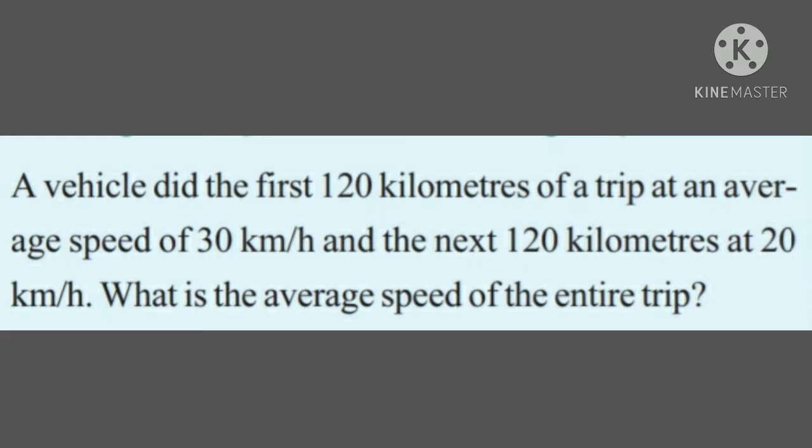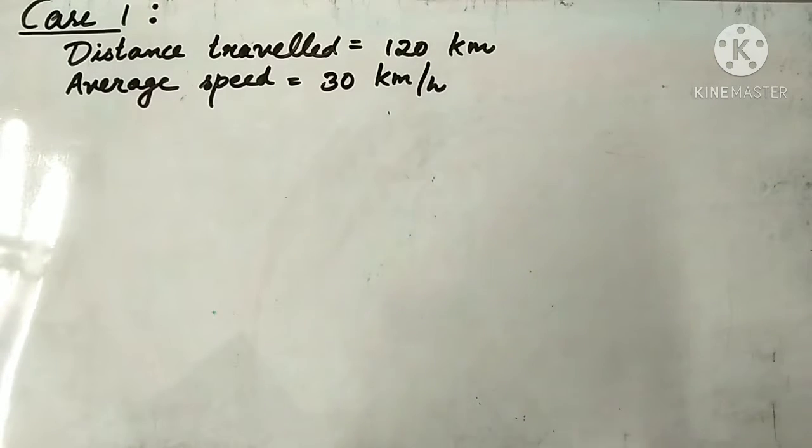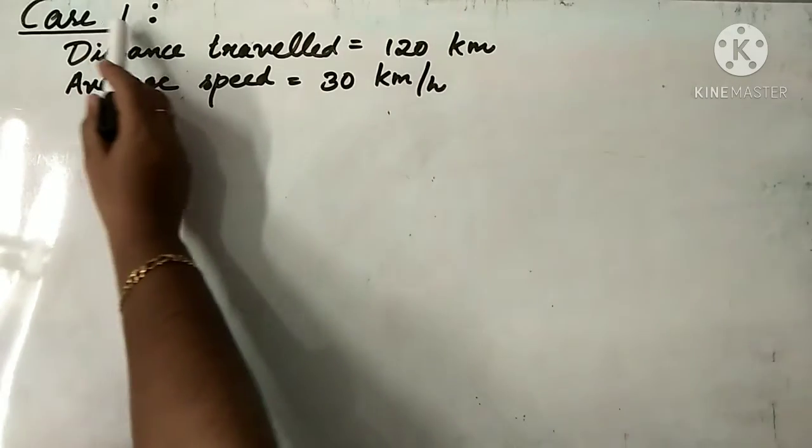Question: a vehicle did the first 120 kilometers of a trip at an average speed of 30 km per hour and the next 120 kilometers at 20 km per hour. What is the average speed of the entire trip? According to the question, there are two cases. A vehicle did the first 120 km of a trip at an average speed of 30 km per hour. So we take it as case 1.